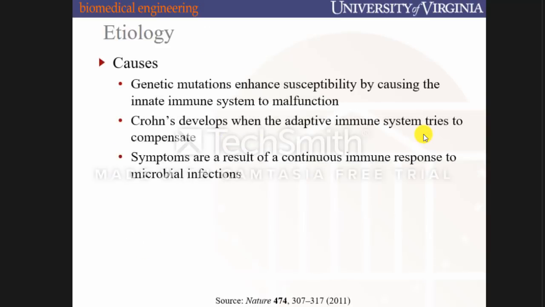So the causes for this disease. As with a lot of immune diseases, they're complex, and they also involve some sort of genetic mutation or polymorphism.